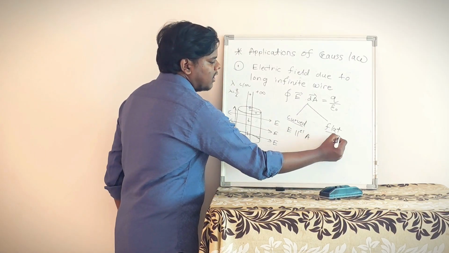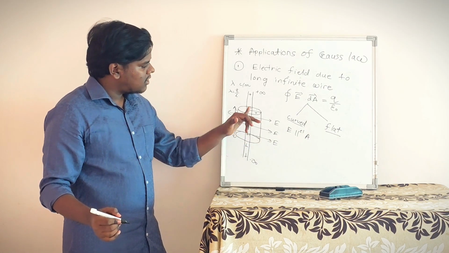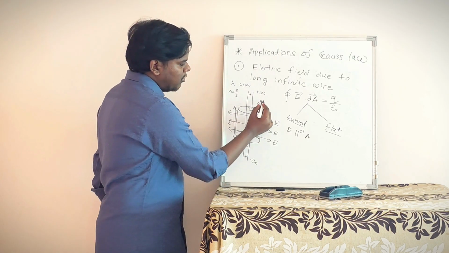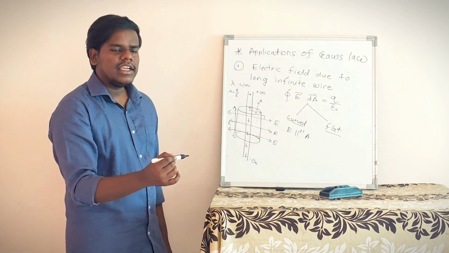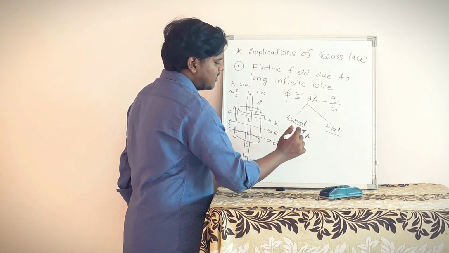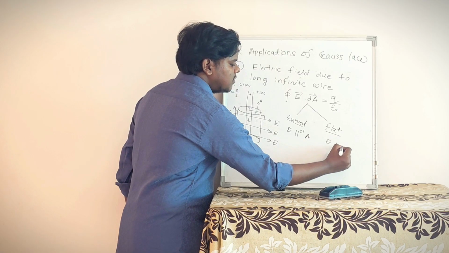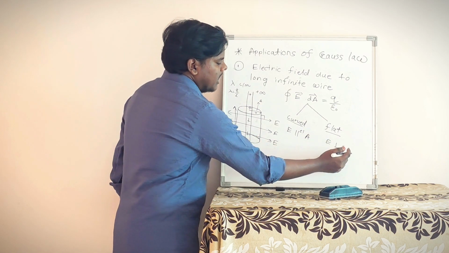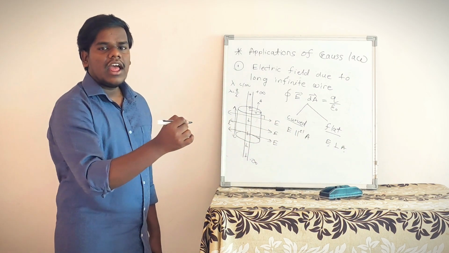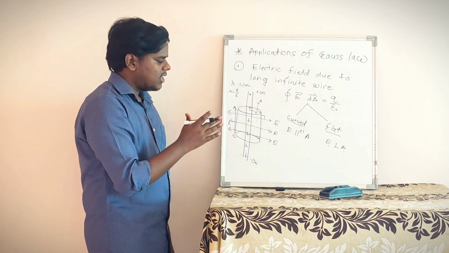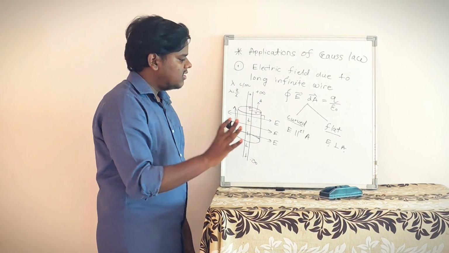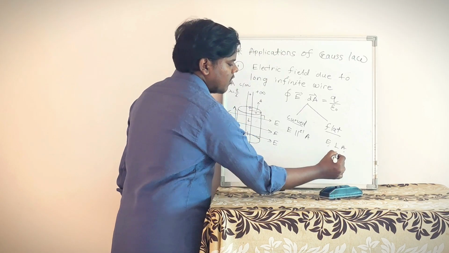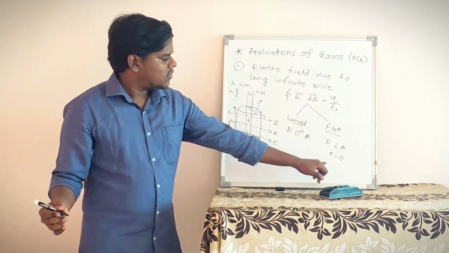If we look at the flat part, the area vector for this flat part will be in this direction. So basically the angle between this area vector and the electric field is 90 degrees. For this flat surface, the electric field is perpendicular to the area. As we know, if the electric field is perpendicular to the area, the angle between them is 90 degrees, and cos 90 degrees is 0. So the flux will be 0.